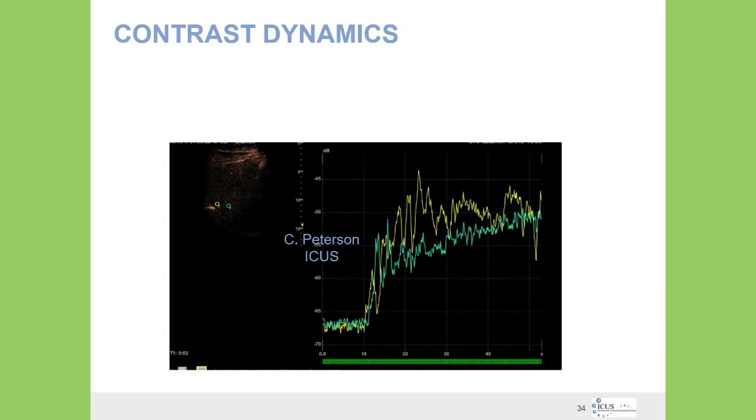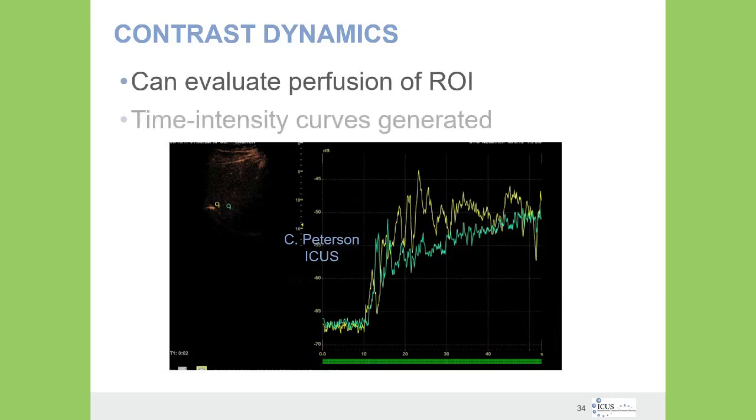We can also use contrast to evaluate flow patterns by looking at particular regions of interest. In doing this, we can generate time intensity curves. These can be generated either on the ultrasound system or offline on a computer. In this example, the yellow region of interest is in a liver lesion, and the green region of interest is in the normal adjacent hepatic parenchyma.